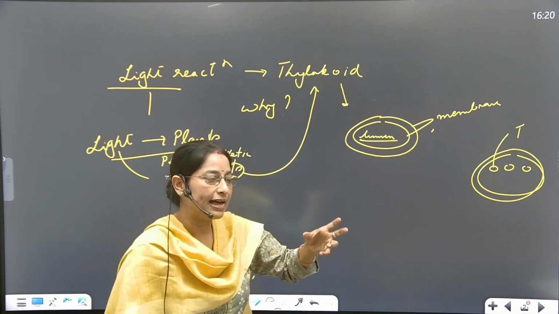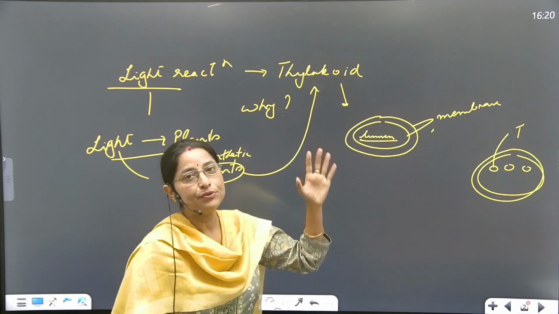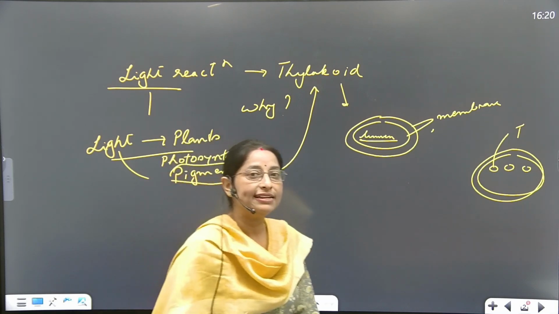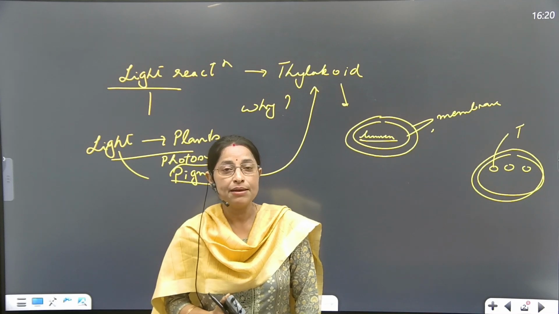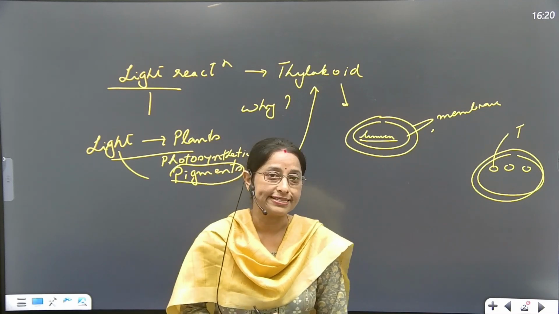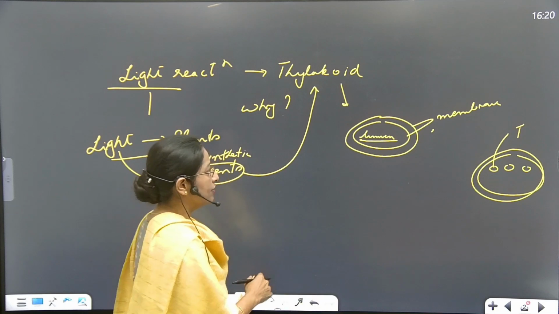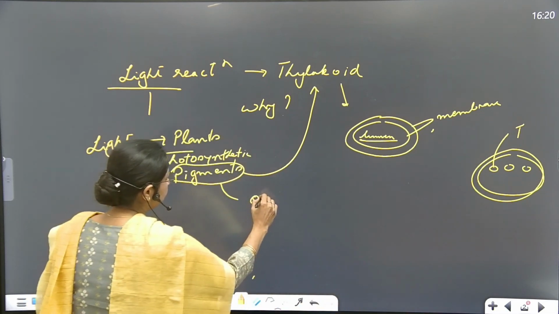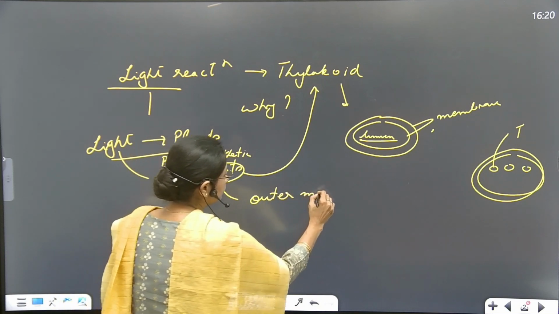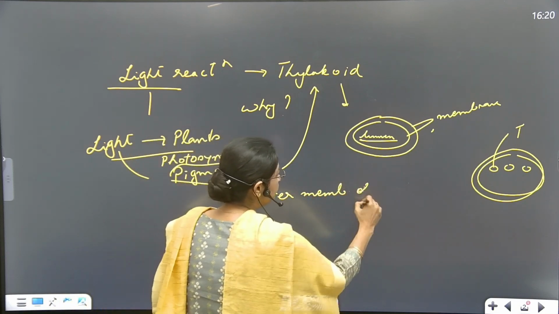Now coming to that, we said that the pigments are present in the thylakoid, and that's the reason why the light reaction occurs in the thylakoid. But the next question that follows is: the pigments are present in the thylakoid, right? Pigments are there, understood, but where are they? The pigments are present in the outer membrane of the thylakoid also.